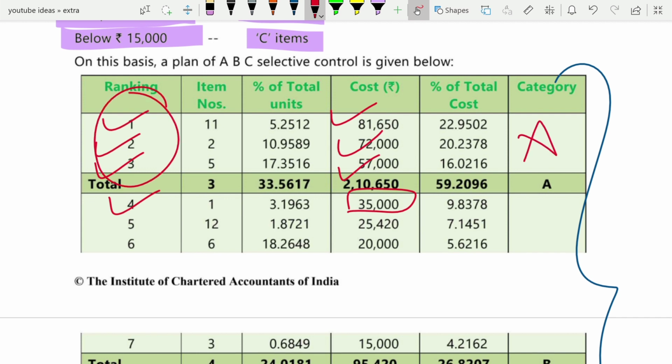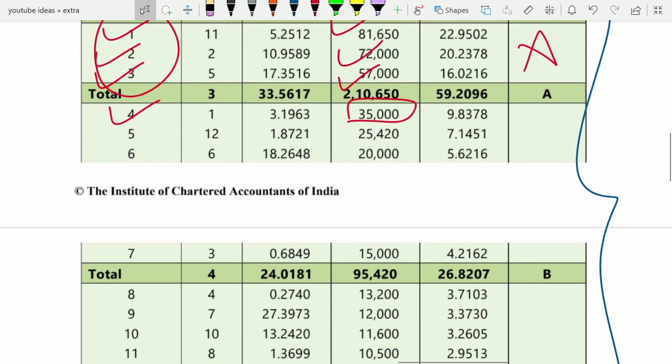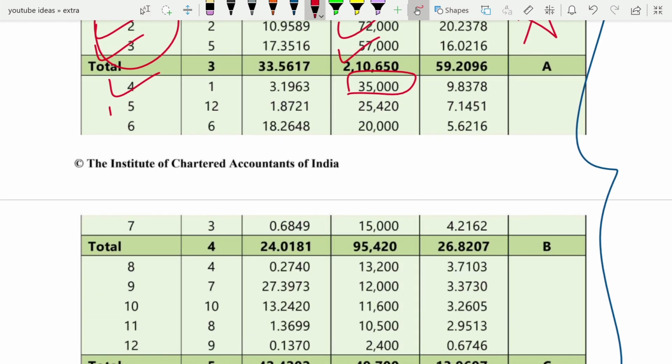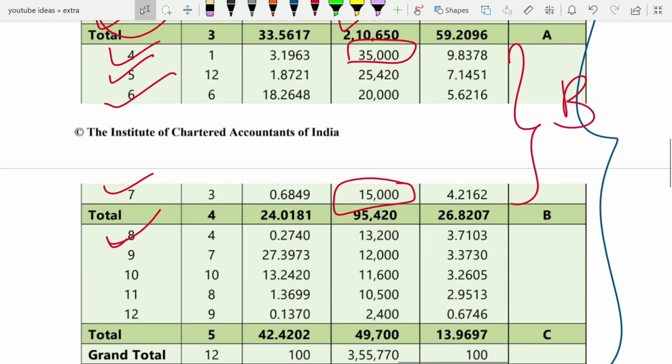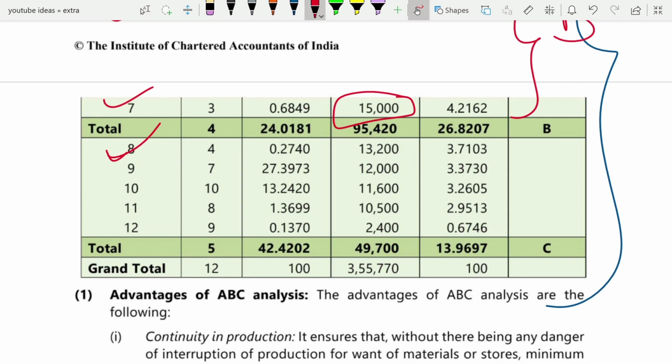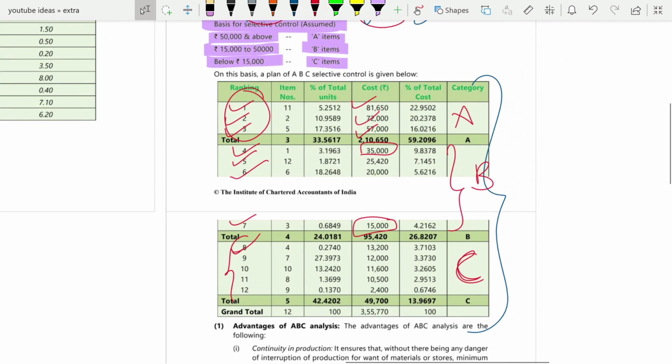Next is 15,000 to 50,000. So like that you have to see rank number 4, 5, 6, 7, 8 and so on. If you see, until 7 it is above 15,000. So all these items will come under category B and whichever is left will come under category C. That is rank number 8 to rank number 12 will come under category C. So this is how you solve a question of ABC analysis.